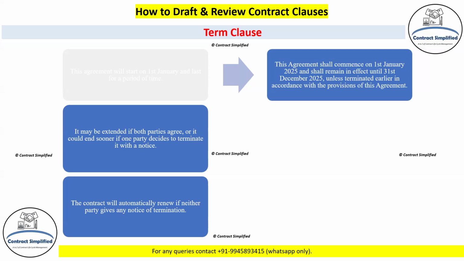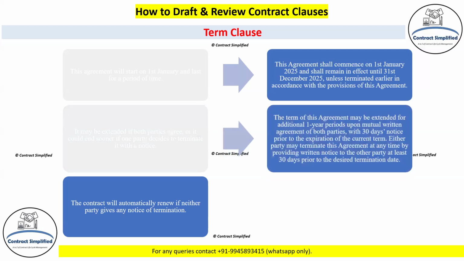Next line. "It may be extended if both parties agree" is vague about the process of extension. How much notice period should be given? When should the agreement be revived for extension? We need more specifics here. So let's correct it. The term of this agreement may be extended for additional 1 year periods upon mutual agreement of both parties with 30 days prior notice prior to the expiration of the current term. Now we have specified how and when the extension can happen. Both parties need to agree and they must give notice of 30 days in advance.